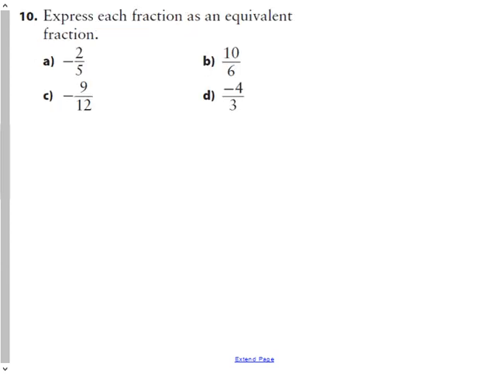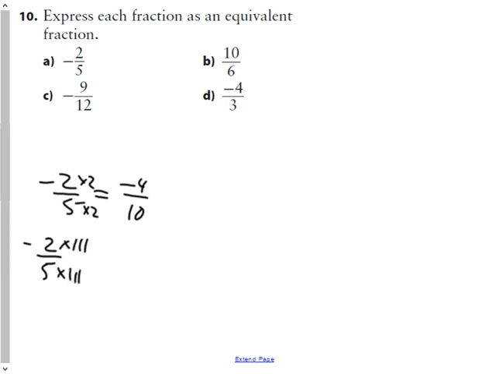Now, express each fraction as an equivalent fraction. To be honest, there are infinite answers to all of these questions. So if I took negative 2/5 and I multiplied both by 2, an equivalent fraction would be this. If I had taken my negative 2/5 and multiplied it by 111, I would get negative 222 over 555.